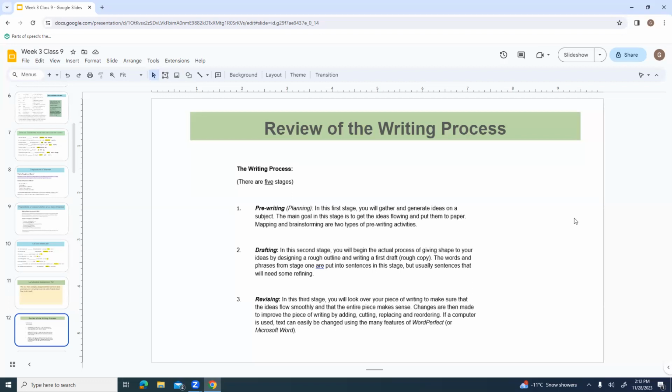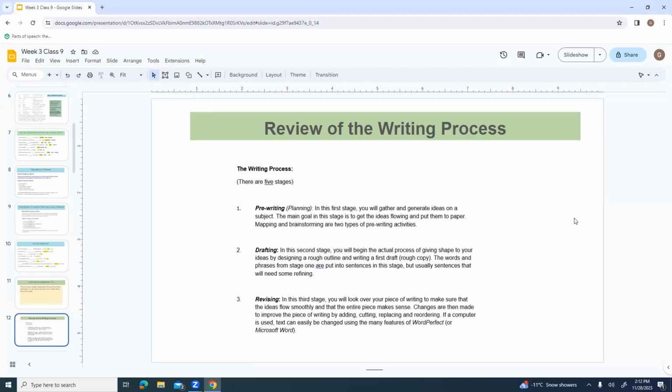Drafting. In this second stage, you will begin the actual process of giving shape to your ideas by designing a rough outline and writing a first draft, or what we usually call a rough copy. The words and phrases from stage 1 are put into sentences in this stage, but usually the sentences will need some refining later. So these are the 2 main stages that we're going to be looking at during this activity. But there is a third stage, which we'll be looking at a lot tomorrow.